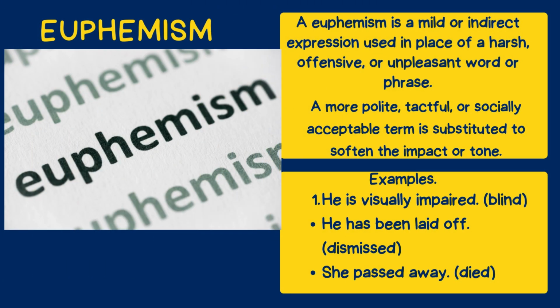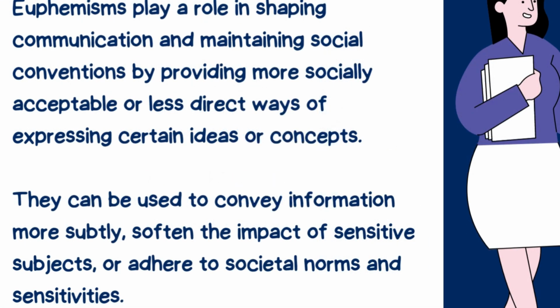So why do we use euphemisms? What does euphemism do for our writing and our speech? Euphemisms play a role in shaping communication and maintaining social conventions by providing more socially acceptable or less direct ways of expressing certain ideas or concepts.